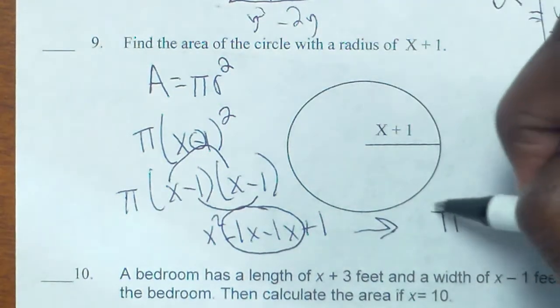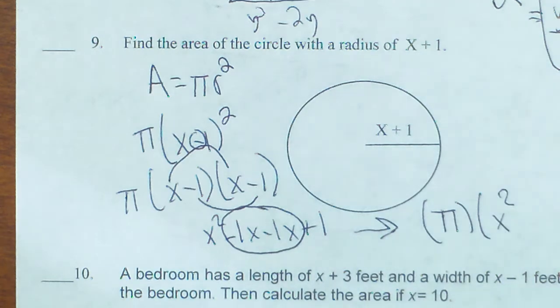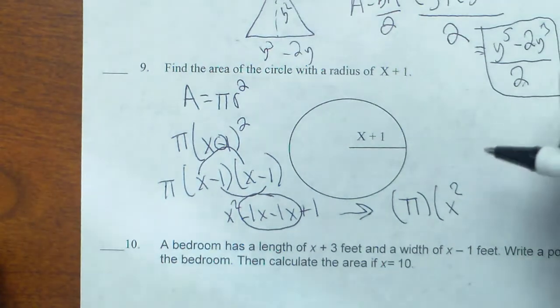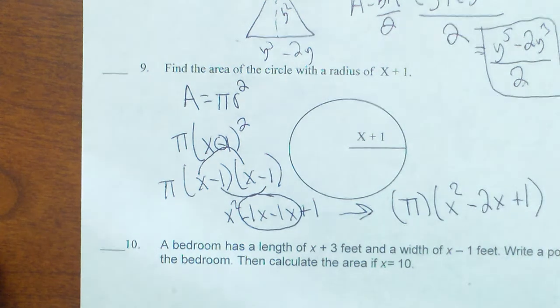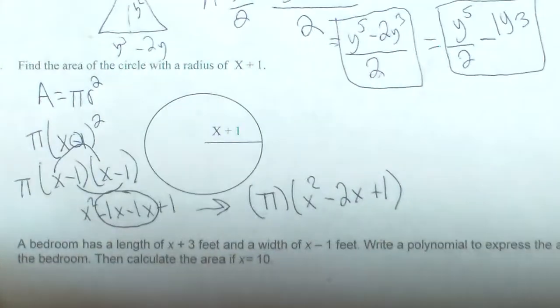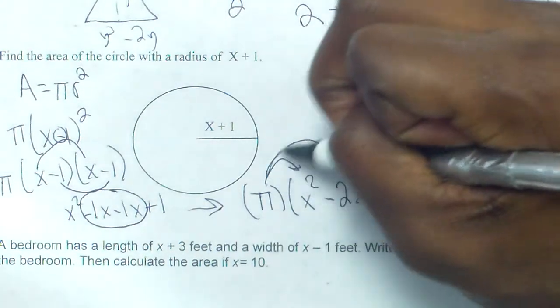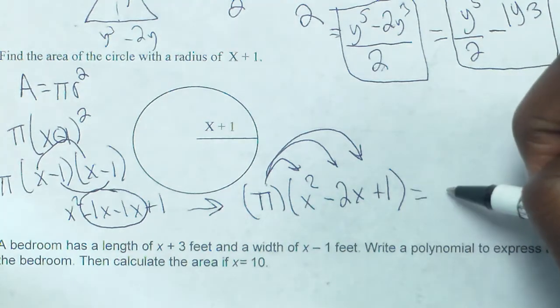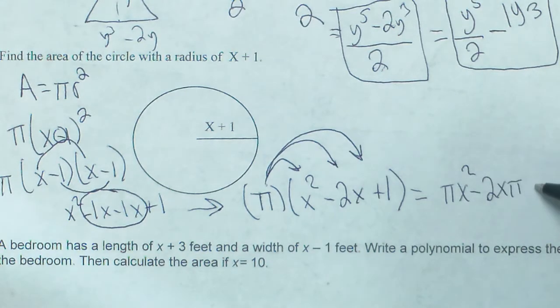And so we still have that pi on the outside, right? And so when we combine our like terms, our final answer is x squared minus 2x plus 1. It's still not a final answer for the simple fact we still have that pi outside. Remember, pi is like a variable. So now we distribute pi to each term. And so your final answer is pi x squared minus 2x pi plus pi, or you could say 1 pi if you want.